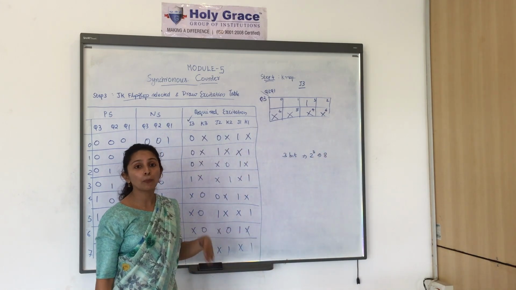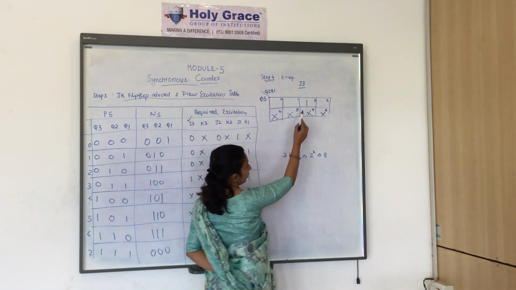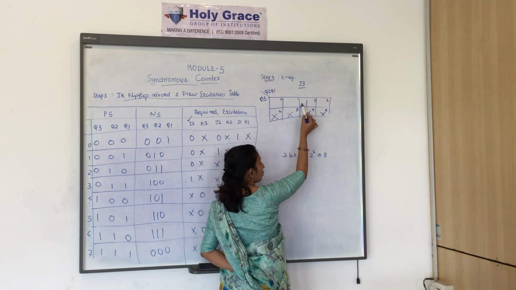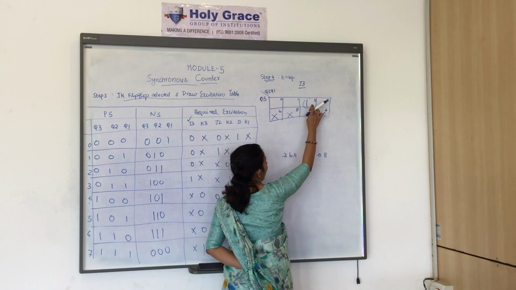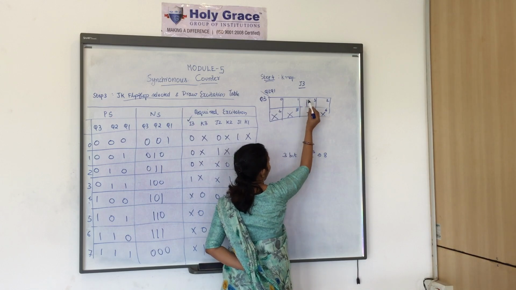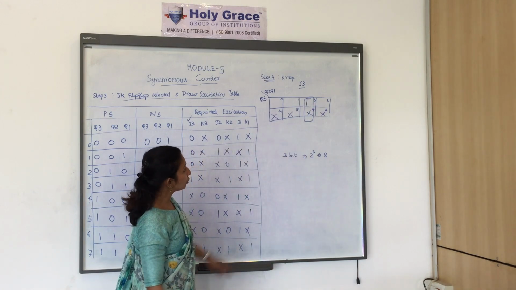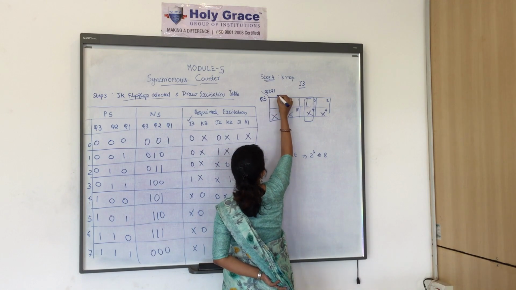Now the next step is grouping. In the grouping of the K-map, as we know, here there is a 1 and there is a don't care. So we can group it as a single one. But since there is a don't care condition, I will group it like this.